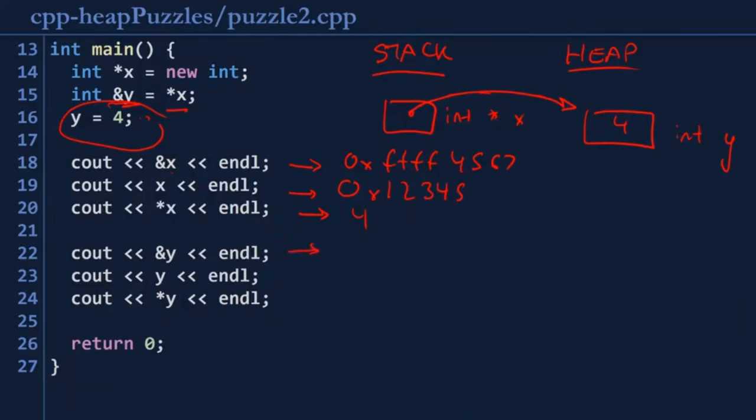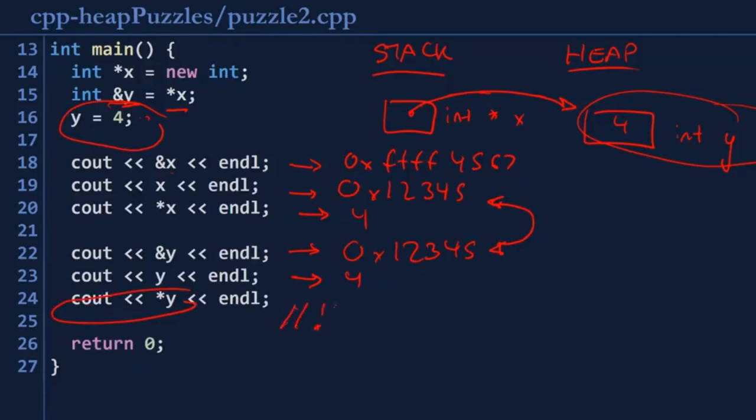Next thing we can ask is, what is the memory address of y? Well, the memory address of y is this memory in the heap, so we expect this to be the same small number we saw up here. The value contained in y is 4. And what is the dereference value of a non-pointer? We can't do that. In fact, if we uncomment this line of code, it's going to cause a compiler error.